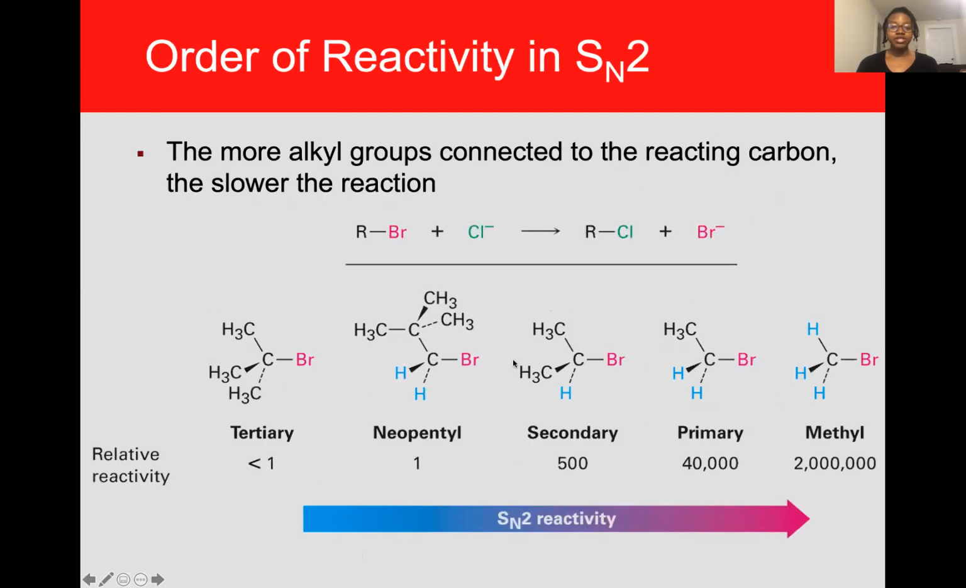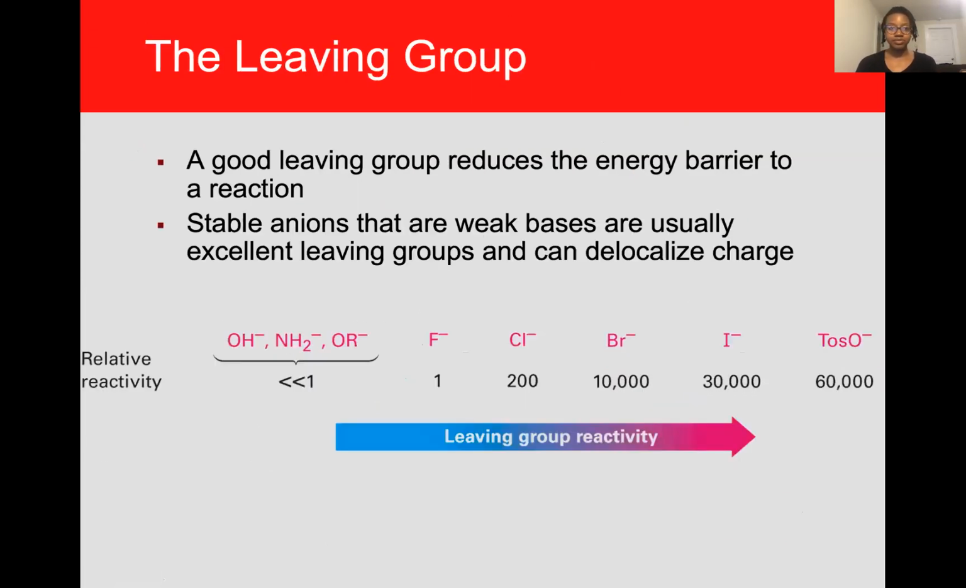This again influences the reactivity, where something that is tertiary, with more substituents on that reacting center, is much less likely to react than something that is secondary, something that is primary, or something that is methyl, which is even 2 million times more reactive than a tertiary substituent. So again, the fewer substituents you have on that carbon center, the more likely you will have an Sn2 reaction.